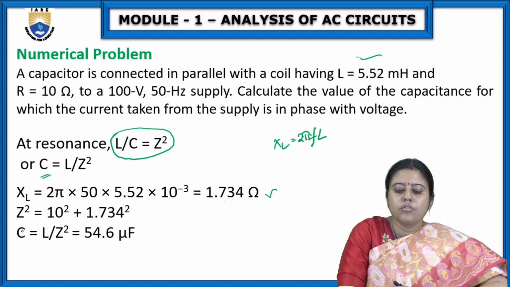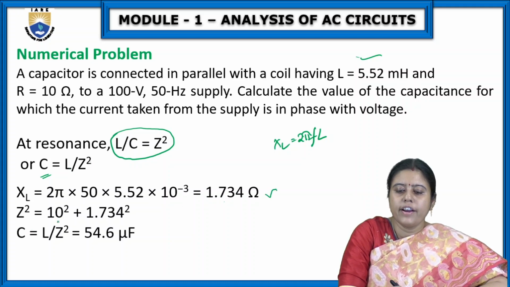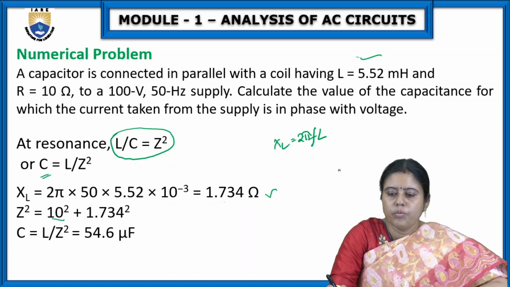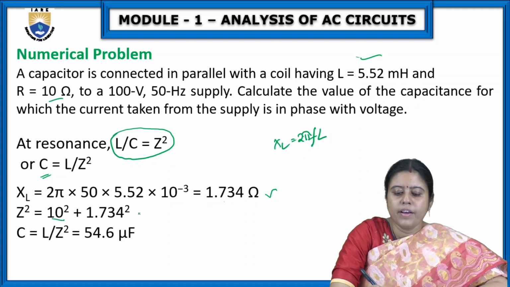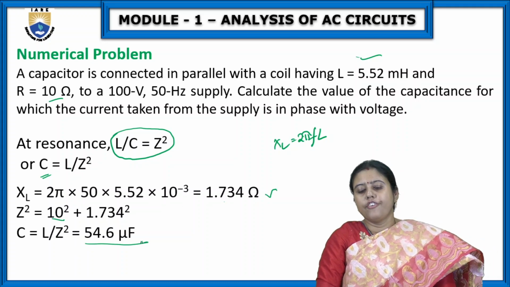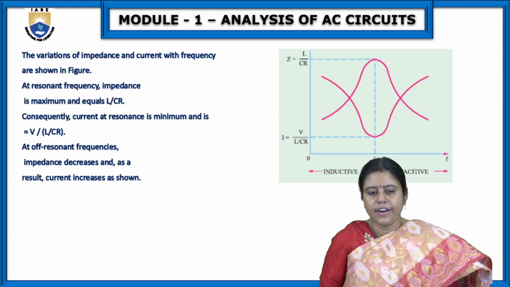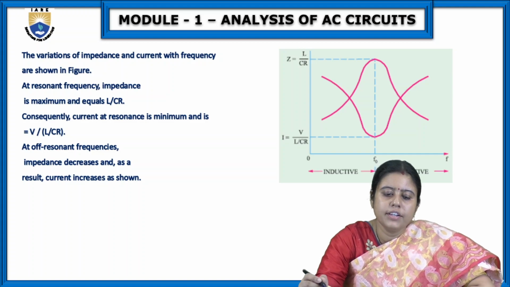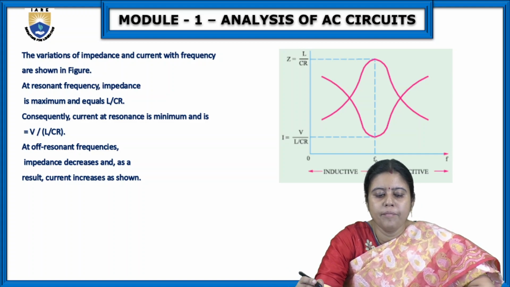So we are getting 1.734 ohm. So what is Z square? Z square is R square, which is 10 square, plus 1.734 square. So C is L by Z square, and it comes to 54.6 microfarad. Next, we will discuss the variation of the impedance.